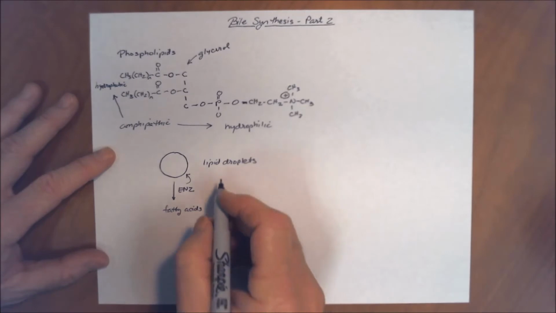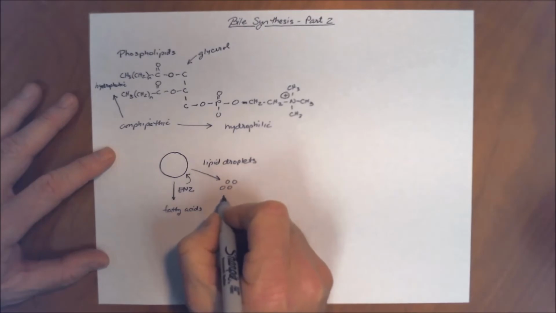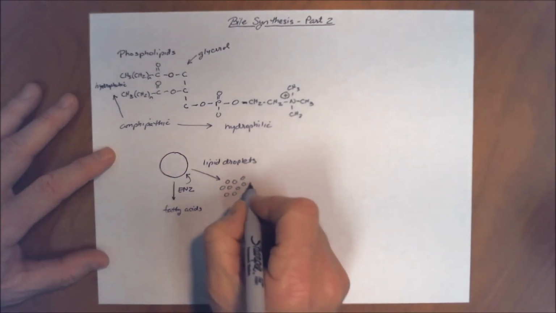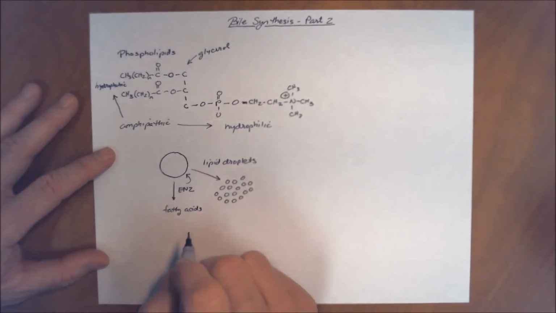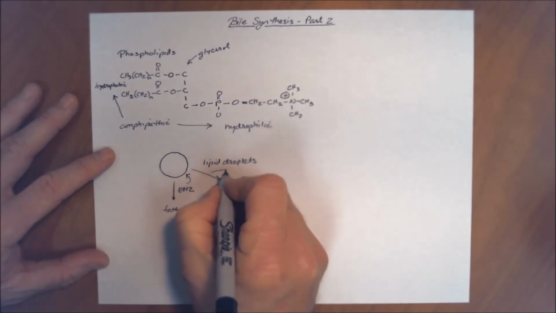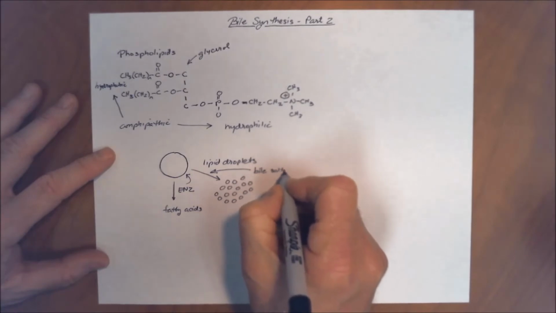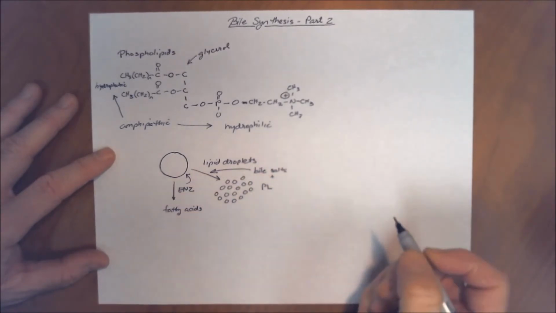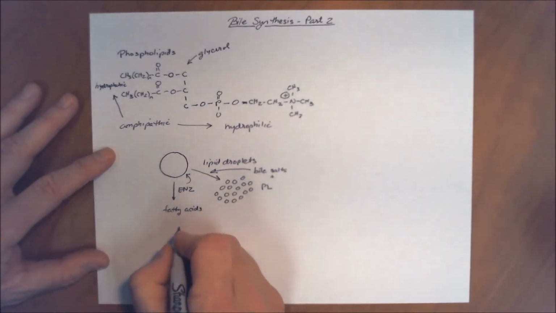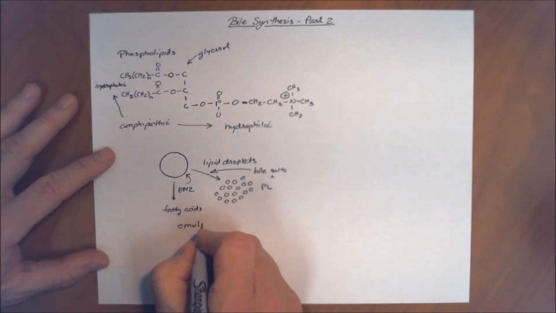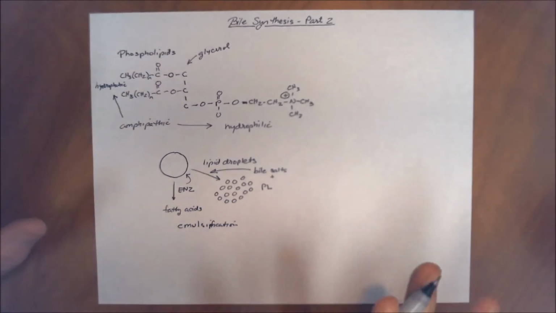What is more efficient than this is if we take these lipid droplets and we undergo the process of emulsification. Now, emulsification is not breaking covalent bonds. It is just disrupting the fat. And it is this point right here where our bile salts plus phospholipids have their greatest effect. The process is called emulsification. Now, what is emulsification? Very simple.